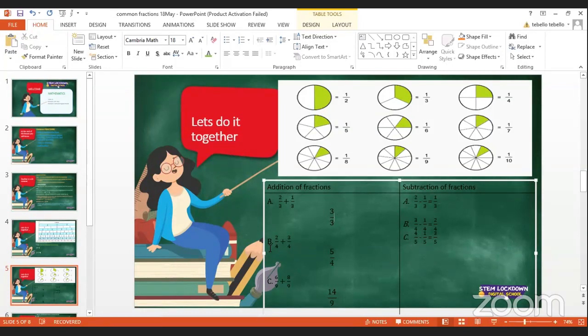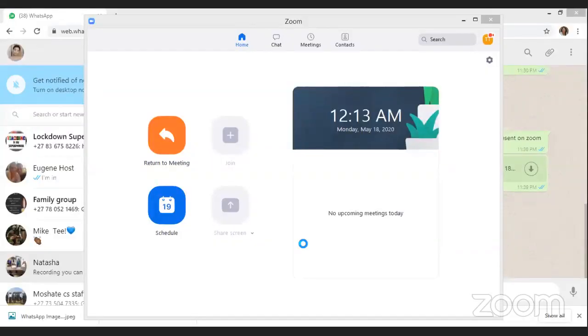Okay, so example number B, we have 2 over 4 plus 3 over 4. So in this case, again, our denominators are the same. We don't need to find our lowest common multiple or change anything in this case. So we will use the traditional way again. We'll have 2 plus 3 equals to what? Equals to 5.